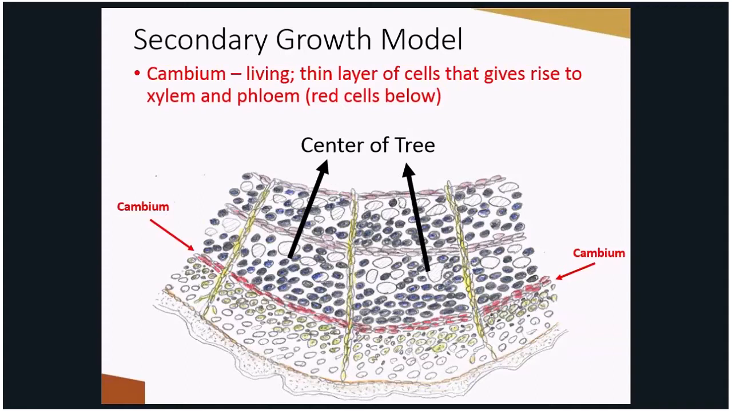You can see in red there are cells that I've drawn to depict the cambium layer. That's, again, the thin layer of cells that to the inner part of the tree, towards the center, grows the xylem. In the outer part of the tree grows the phloem.